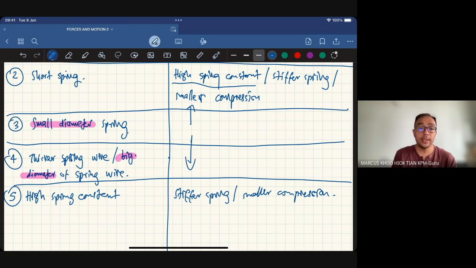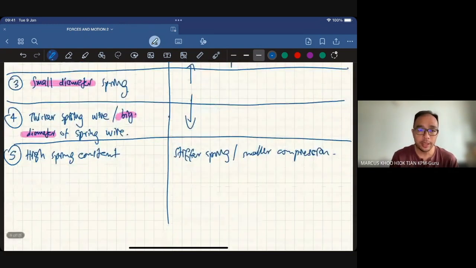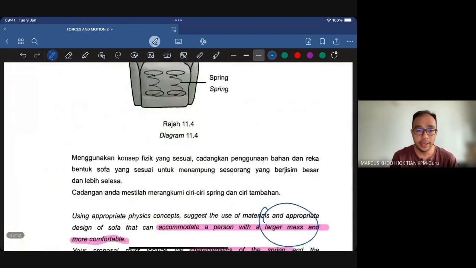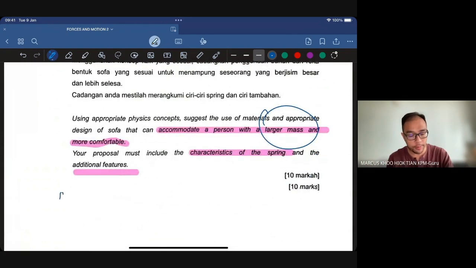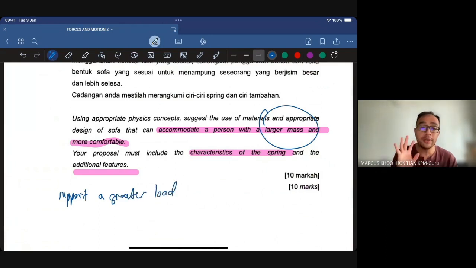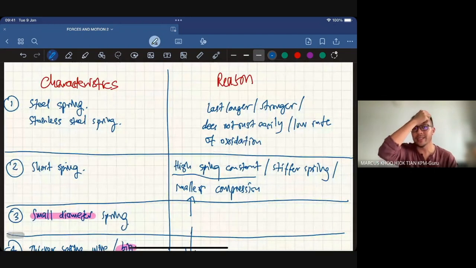Okay, actually, if the question had not given it to us, "can accommodate a person with a larger mass," you can actually write "support a greater load" as one of the reasons. You can write that as one of the reasons, but unfortunately, it's already in the question, so you cannot use that.